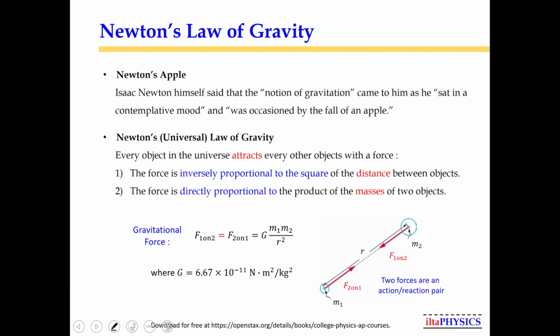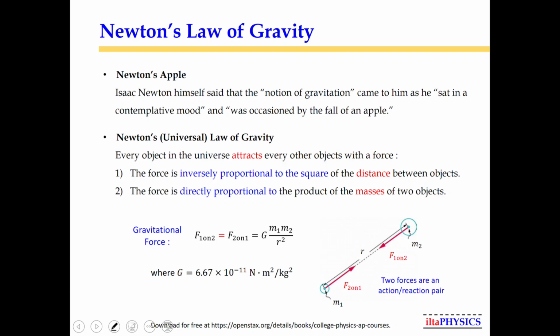He realized that every object in the universe attracts every other object with a certain force. As you can see in the diagram on the right, two objects with different masses exert mutual forces of attraction on each other. That means object 1 pulls on object 2 with a force, which we call F1 on 2. And at the same time, object 2 pulls on object 1 with a force called F2 on 1. The direction of each force is toward the other object. They pull each other inward. This is exactly what we learned earlier as action and reaction forces. They have equal magnitude but act in opposite directions.